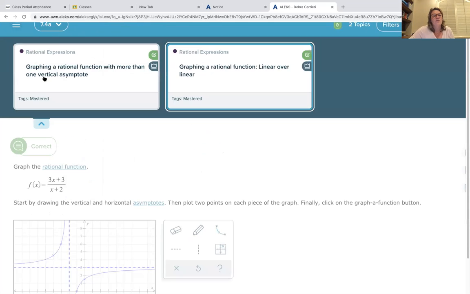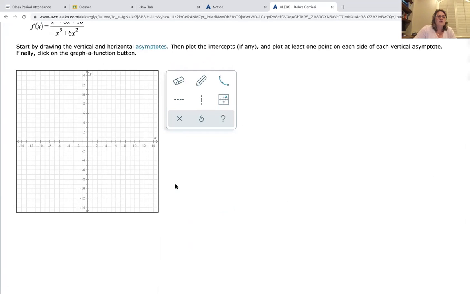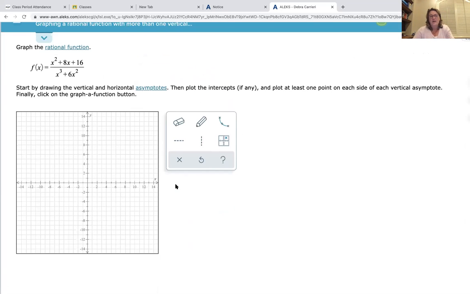Okay, now let's do the harder one, which is graphing a rational function with more than one vertical asymptote. I'm going to have to show you what to do. Okay, we got to do some factoring. So I'm going to write this function down and I'm going to do some factoring. And I'm going to show you what I have if you want to see what's going on.